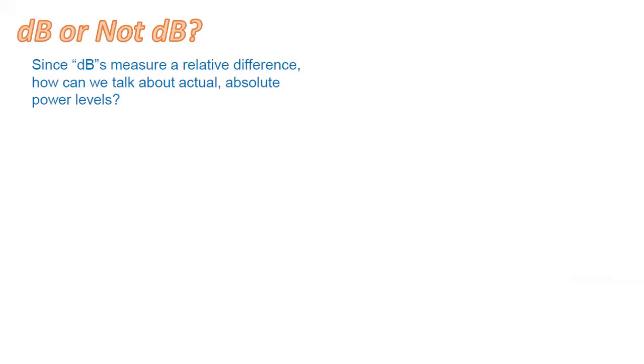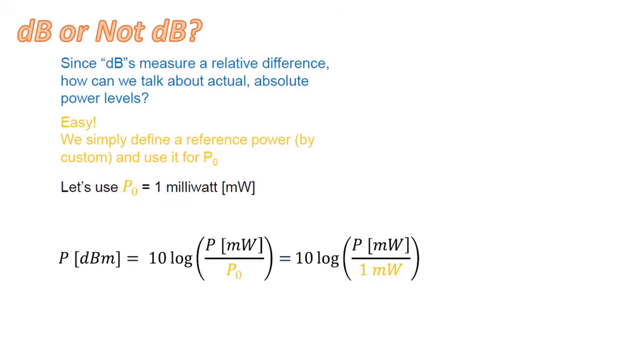And then, dB or not dB? Since dB is a measure of relative difference, how can we talk about an actual absolute power level? We simply define a reference power by custom and use it for P naught. Generally, we use P naught equal to 1 milliwatt.